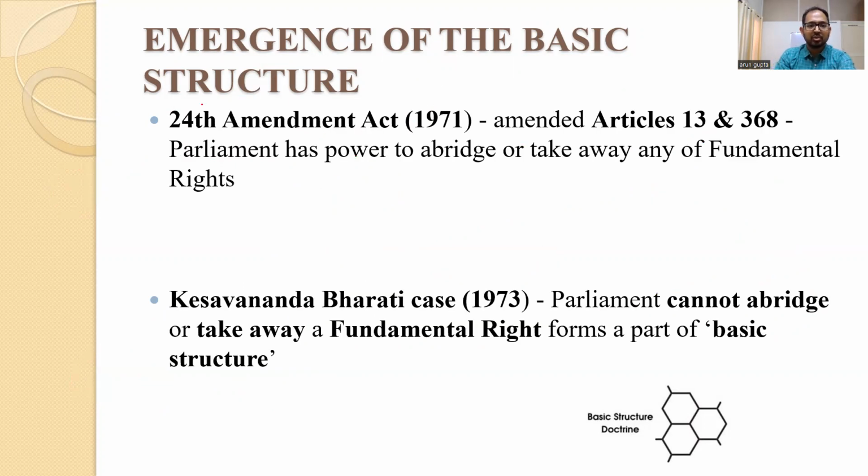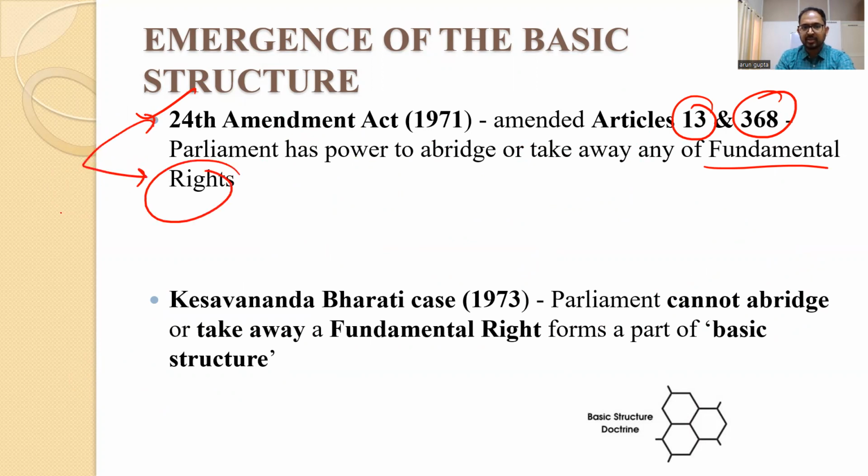So Parliament, through the 24th Constitutional Amendment Act, amended both Article 13 and Article 368. Parliament has the power to abridge or take away any fundamental rights according to the 24th Constitutional Amendment. So the fundamental rights can be taken away by the Parliament, and for that Parliament amended Article 13 and Article 368, giving power to itself to amend any part of the Constitution, including fundamental rights, and they can be taken away.